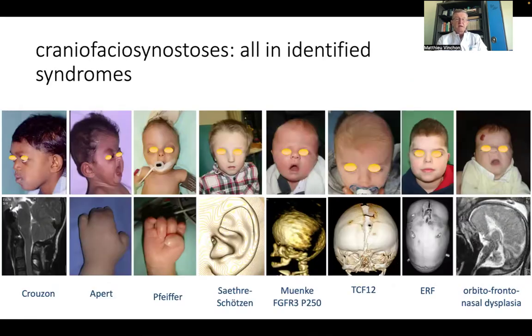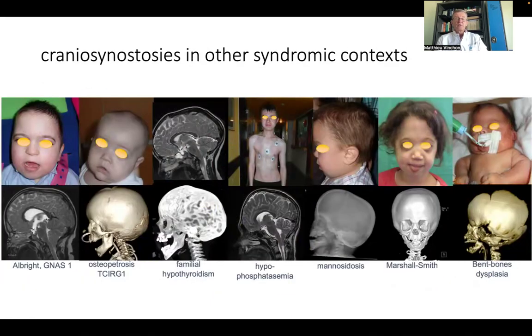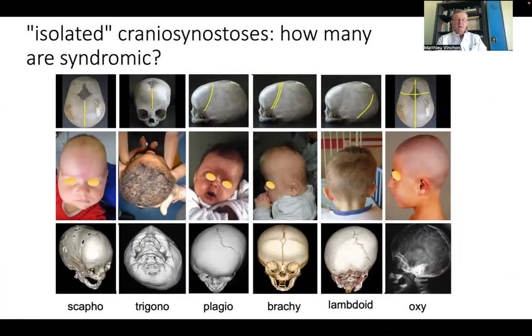So the different phenotypes, we have craniofaciosynostoses, of course, which are all identified syndromes with Crouzon, Apert, Pfeiffer, and so on, with all these telltale anomalies like the syndactyly, the big toe and thumb, the ear malformation, and so on. But we have also craniosynostoses in other syndromic contexts, especially bone metabolic disorders like Albright syndrome, osteopetrosis, and so on. And the list is not closed, of course. But we have also isolated craniosynostoses, which are caused by syndromes, we shall see.